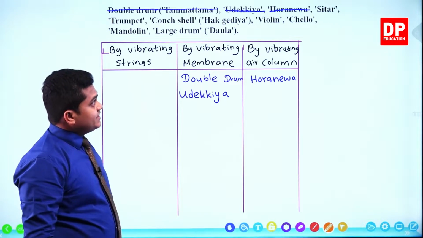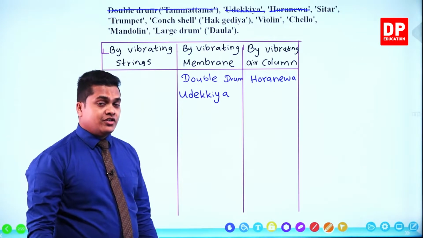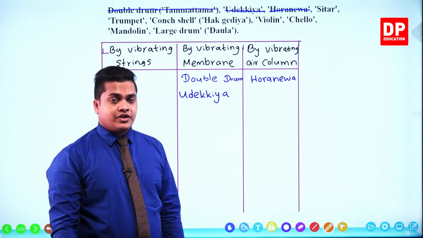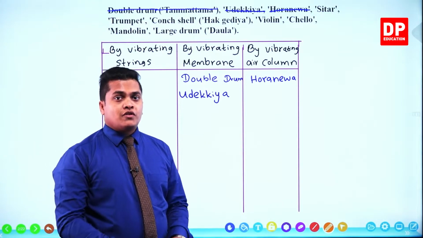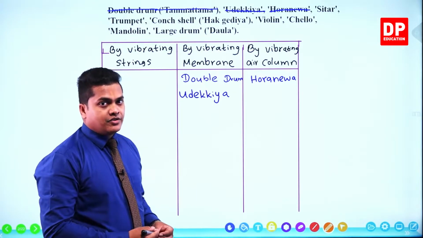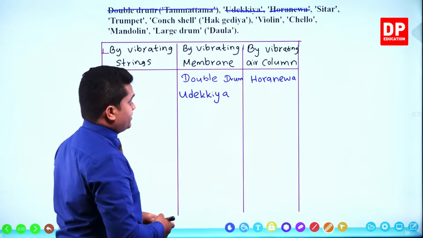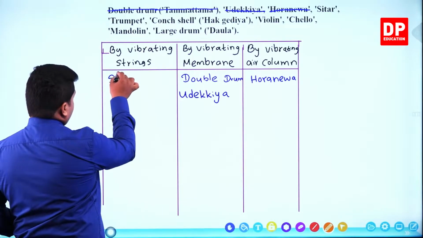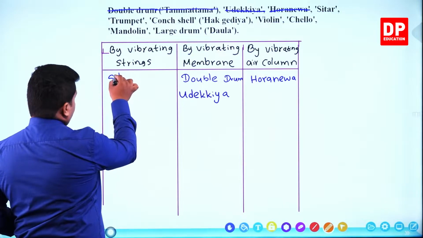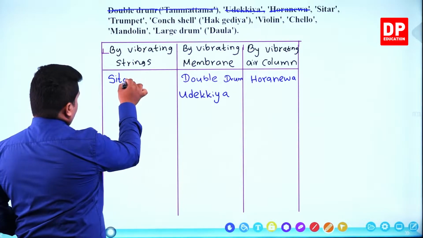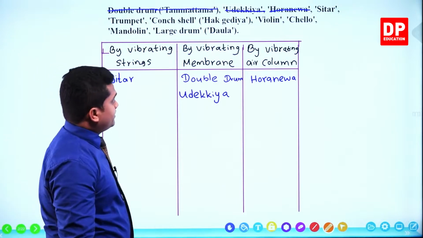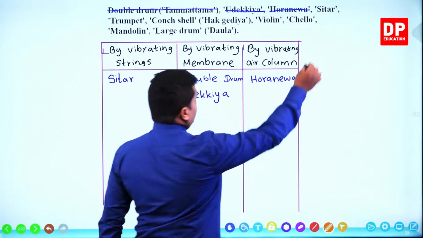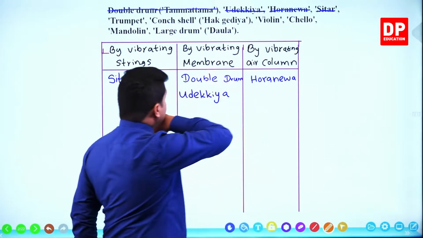Then next one is sitar, the traditional Indian musical instrument which produces sound by the vibration of strings, right? So sitar by vibration of strings. And we'll cut sitar also.